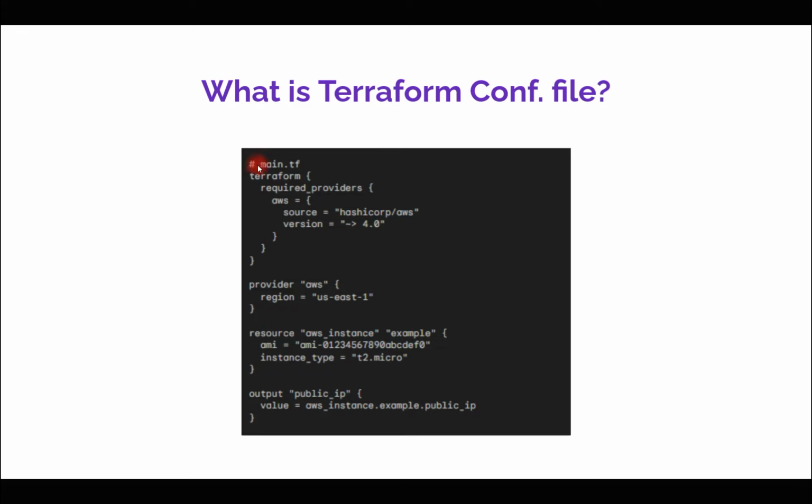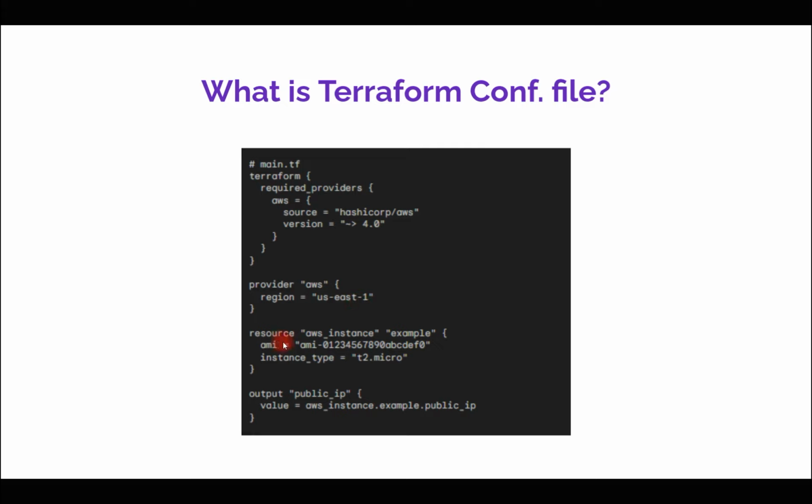Next thing, what does a Terraform configuration file look like? If you see this file, this is a main.tf file. That is the extension. Terraform files mostly have the extension .tf, TF for Terraform. Here you can see the provider information. Here we are using AWS and the region US East 1, where our resources will be created.